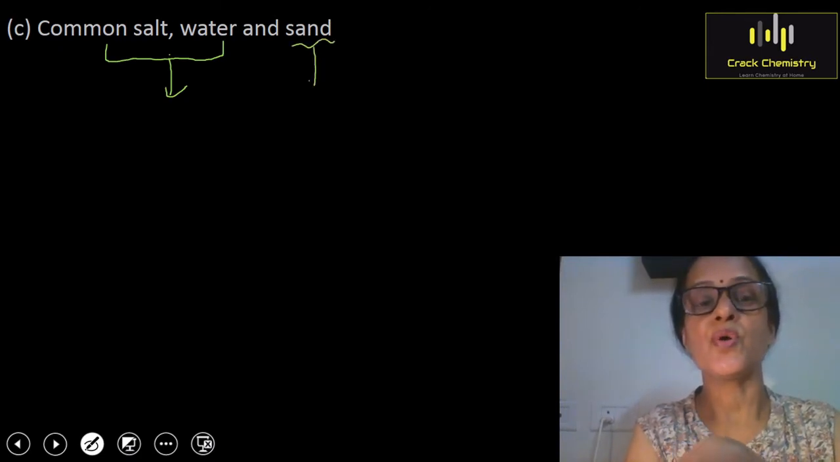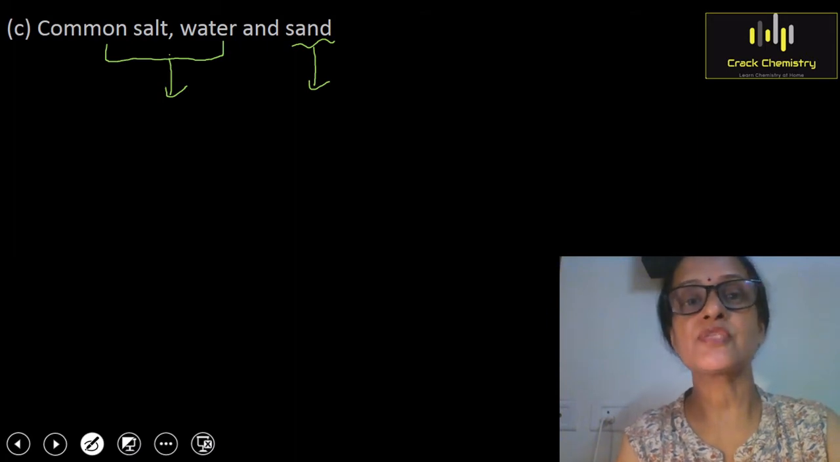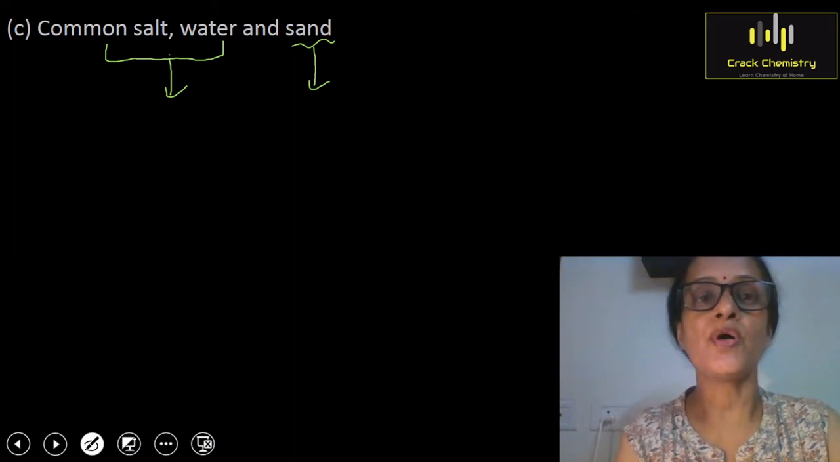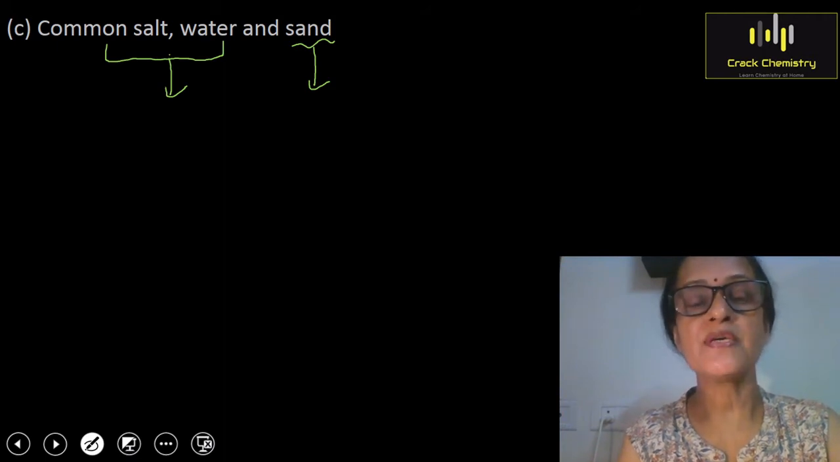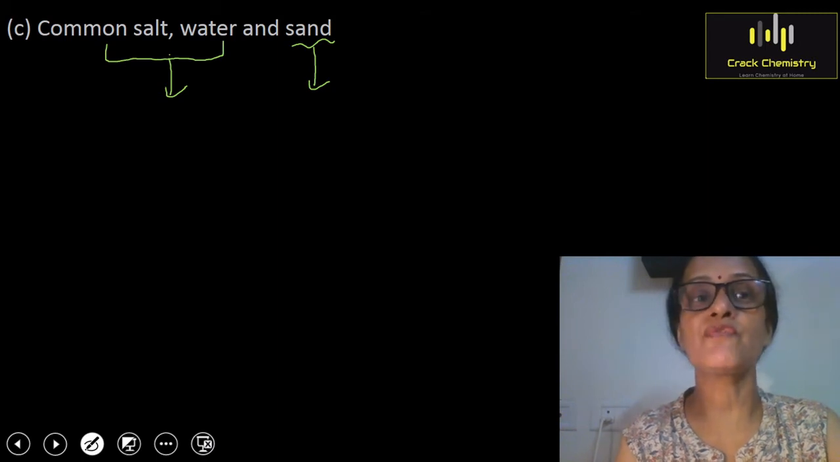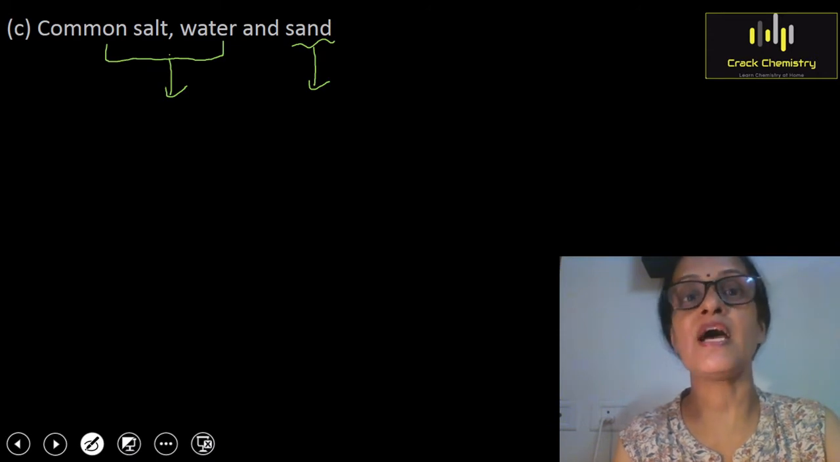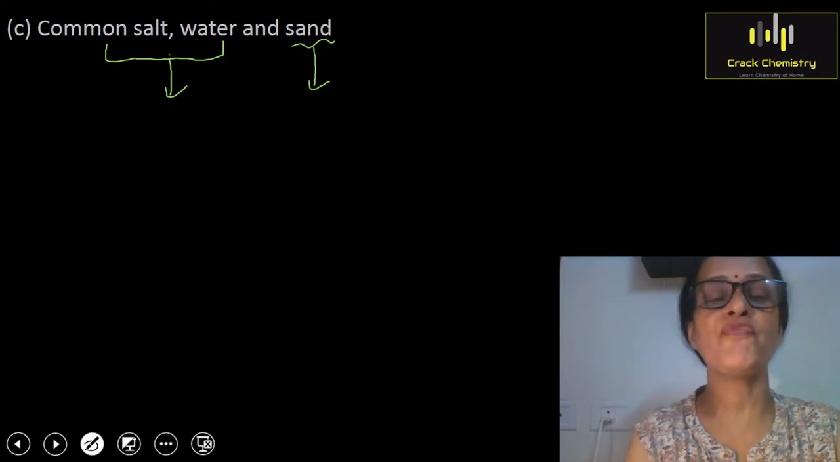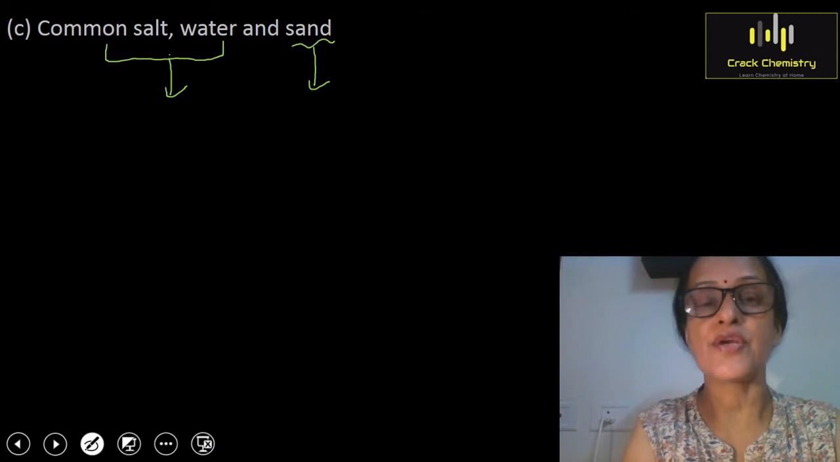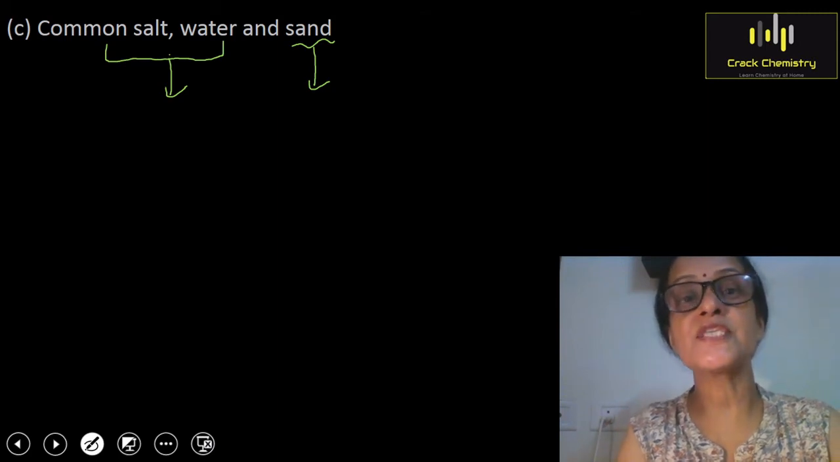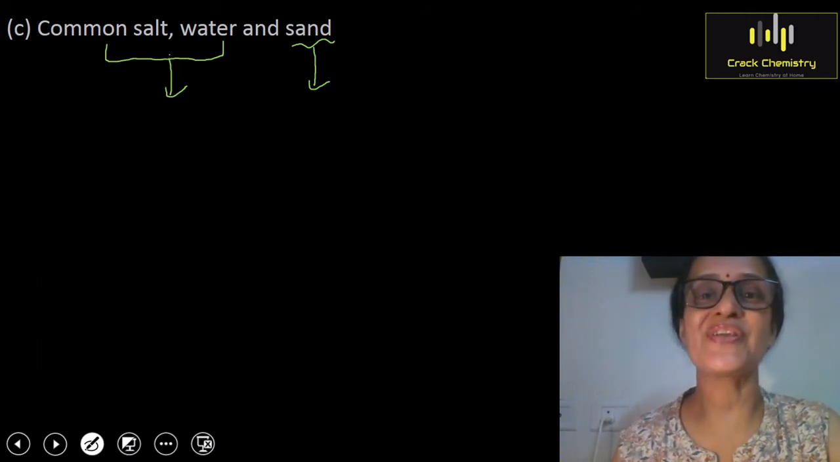So what we will do? We will take this mixture and pour it on a filter paper. As the common salt is soluble in water, its particle size is less than 1 nanometer. Common salt in water forms a true solution. So it will pass through the filter paper and will be collected in the form of filtrate. And the sand, whose particle size is larger than the pore size of the filter paper, will be retained on the filter paper in the form of residue.